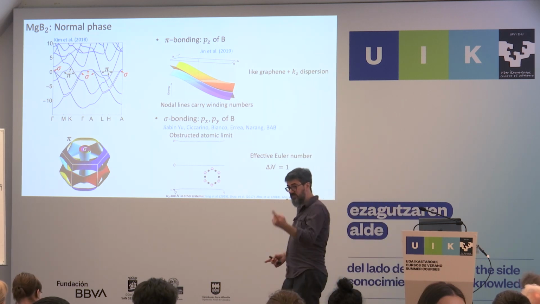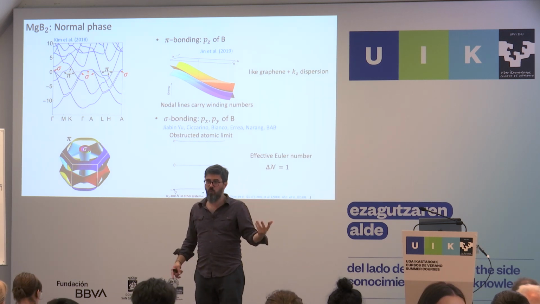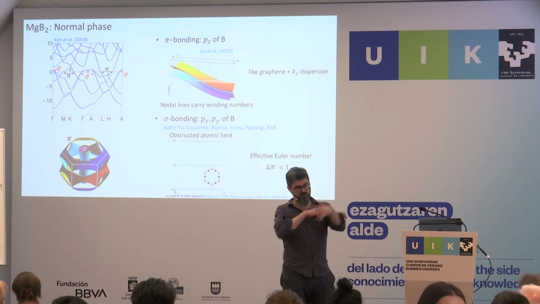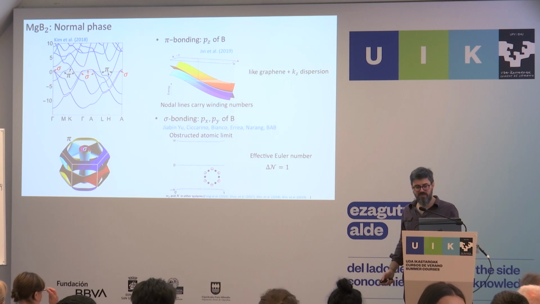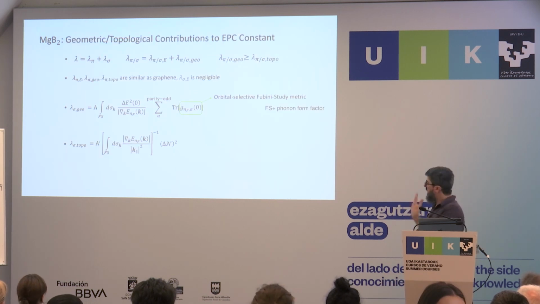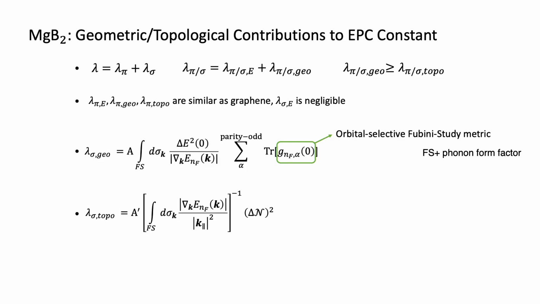What it really says is that as you go around the Fermi surface, the wave function changes and winds in a non-trivial way. You have two Fermi surfaces, it goes in between them, and it changes. But it's basically got an Euler number. And in the end, the same result happens, similar to graphene. You just have two types of bonding here, sigma and pi.